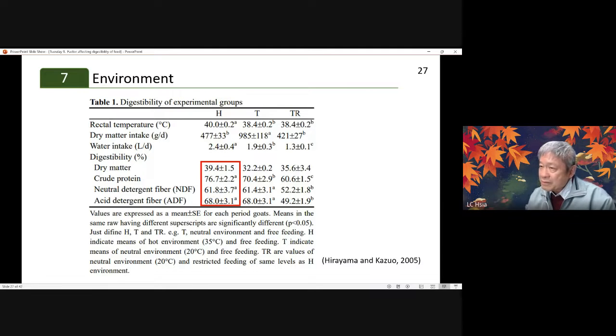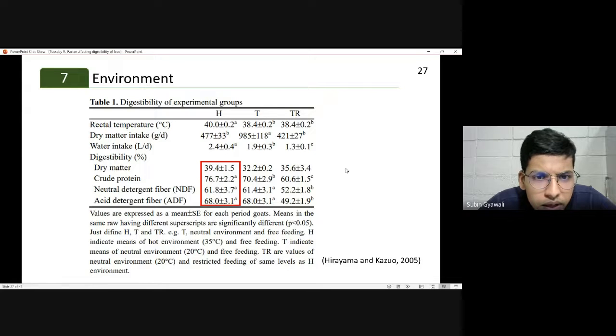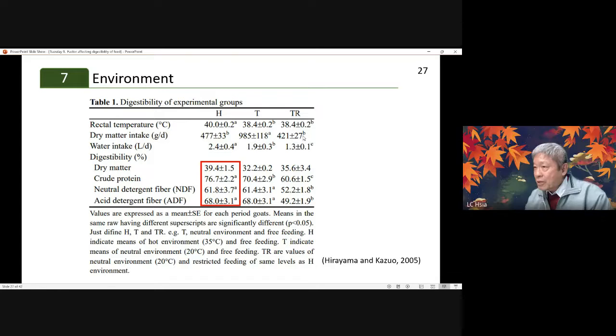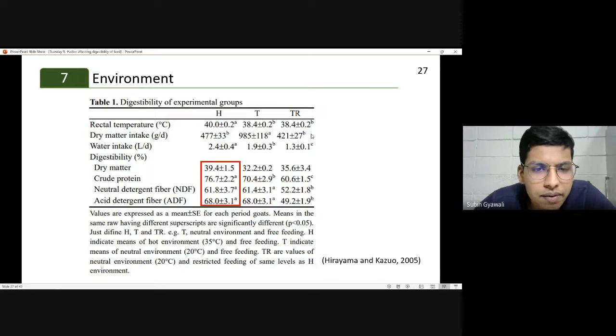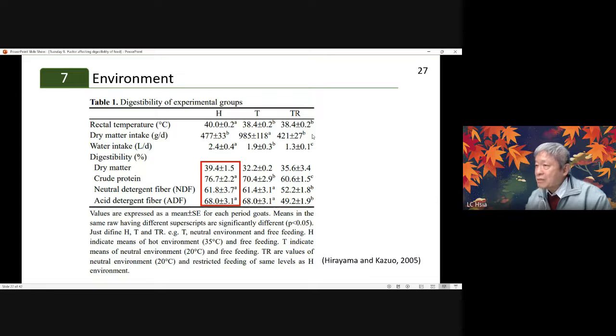Professor, for this one, in the thermoneutral temperature with restricted feeding, the dry matter intake is 421, right? It's the lowest dry matter intake. And it is also the same dry matter intake as at high temperature. 421 compared with 477 is no difference. Yes, there is no significant difference. Not only no significant difference, I would say it's no big difference. Because 477 minus 33 is 440 something, and 421 plus about 27 is still the same.